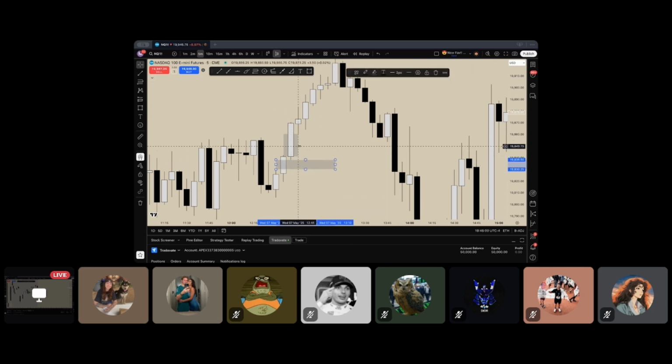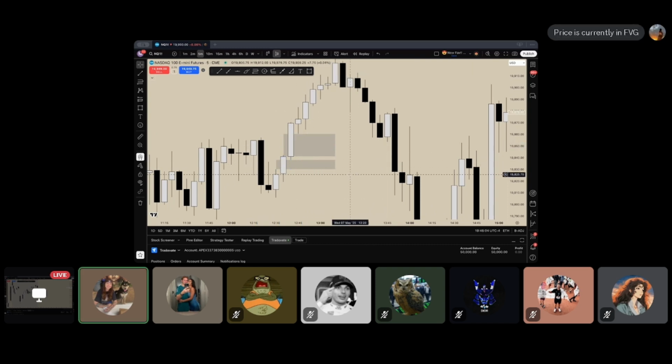Sometimes these fair value gaps do not get retested. Like if we're in a very, very strong uptrend, if you were waiting after this candle for a retest of this fair value gap, you would have never gotten an entry. Okay? So it'd be smart to just be patient. There's no point to just chase that. Okay? And then another fair value gap formed. And you're like, okay, how long can we go?